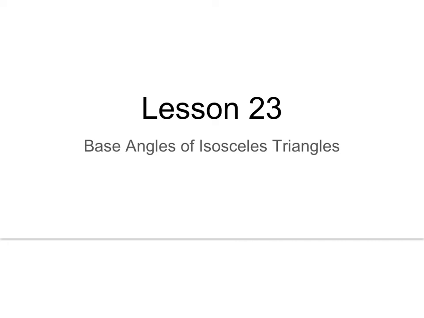All right, geometry. We're in lesson 23, base angles of isosceles triangles. If you remember, an isosceles triangle has two congruent sides and therefore two congruent base angles. That's one of the definitions of isosceles. So we're going to talk a little bit about that today.